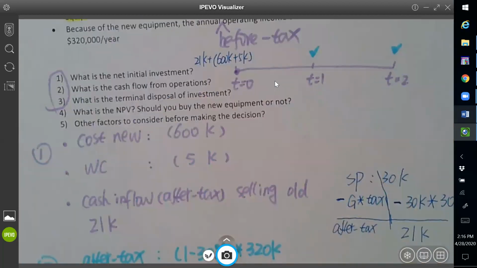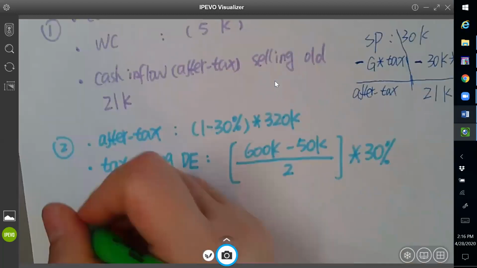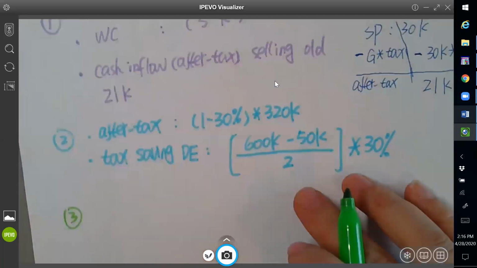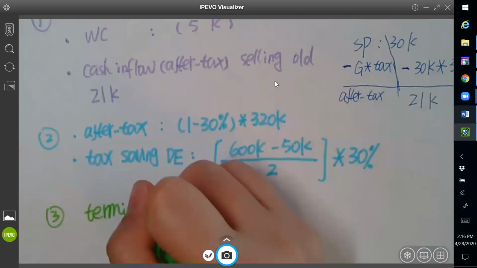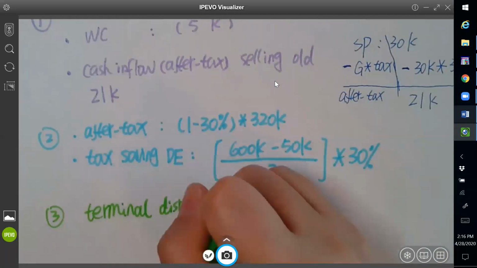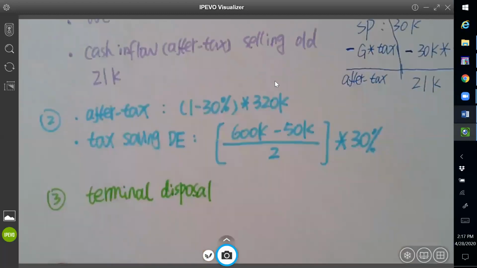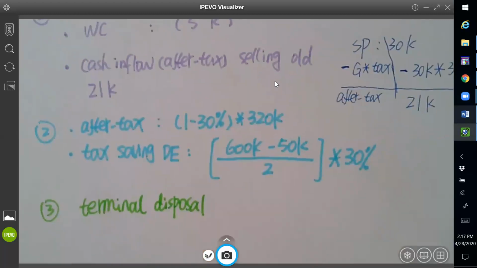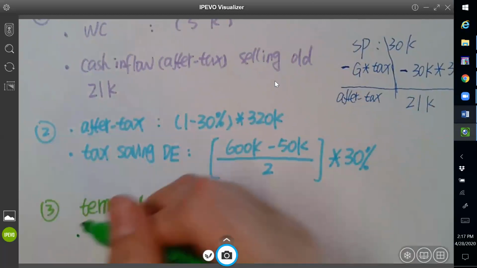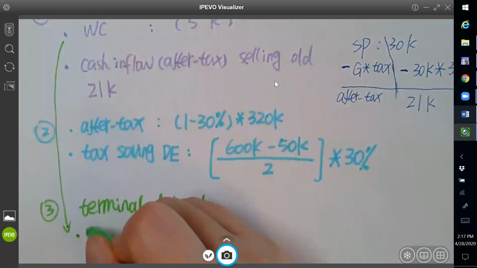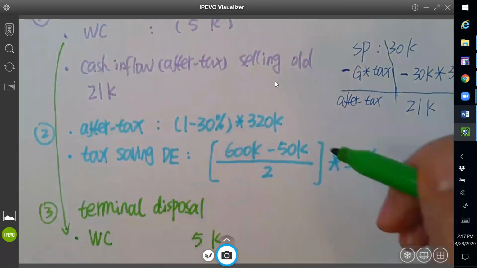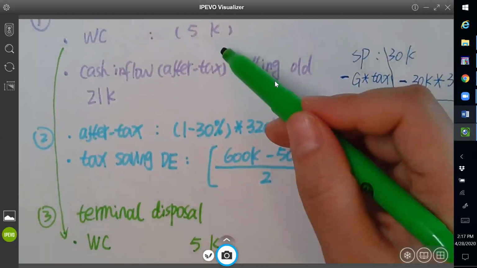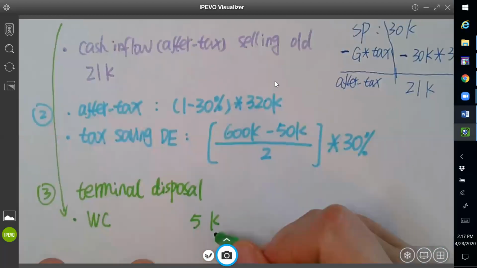And the last part is when you get rid of the new equipment, right? We call it a terminal disposal. We said that there are two parts. It's very similar to the beginning of the project. So always do this first. You get your working capital back. Now it will be a cash inflow of 5,000. At the beginning you put an outflow of 5,000. Now you get your 5,000 back.